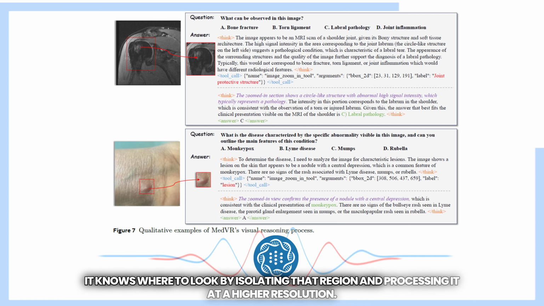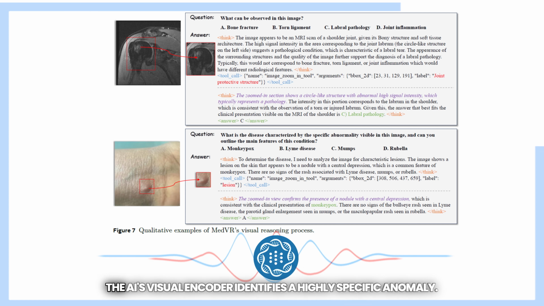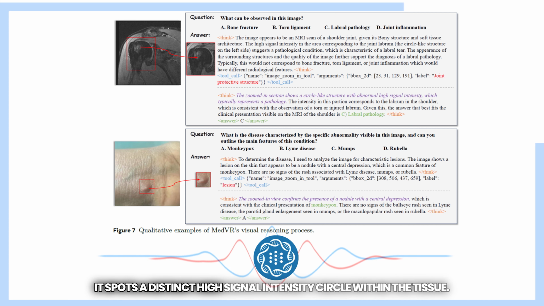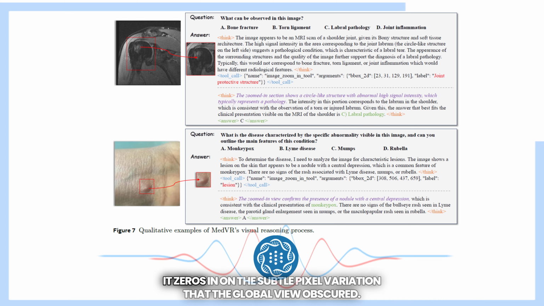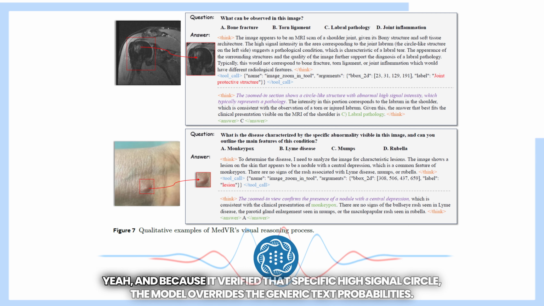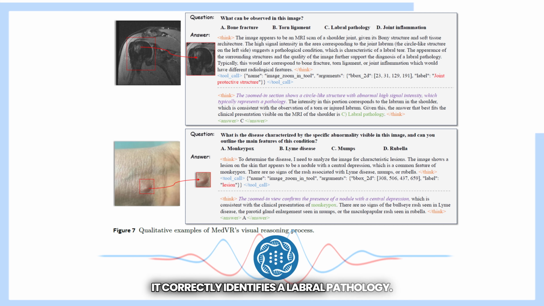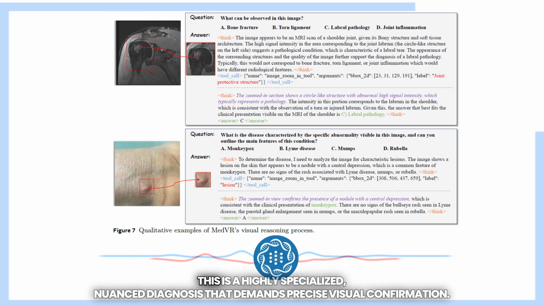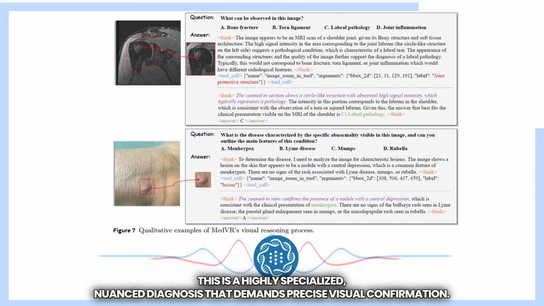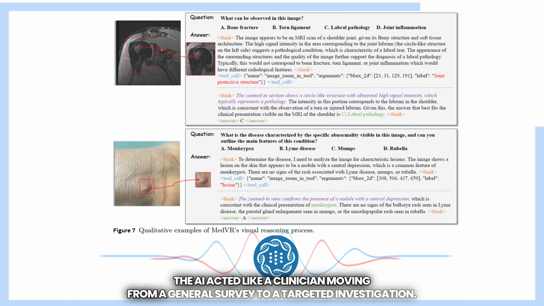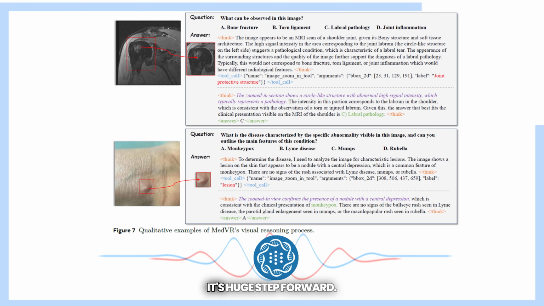By isolating that region and processing it at a higher resolution, the AI's visual encoder identifies a highly specific anomaly. It spots a distinct high signal intensity circle within the tissue. It zeroes in on the subtle pixel variation that the global view obscured. Yeah. And because it verified that specific high signal circle, the model overrides the generic text probabilities. It correctly identifies a labral pathology. Which is impressive. Very. This is a highly specialized, nuanced diagnosis that demands precise visual confirmation. The AI acted like a clinician, moving from a general survey to a targeted investigation. It's a huge step forward.